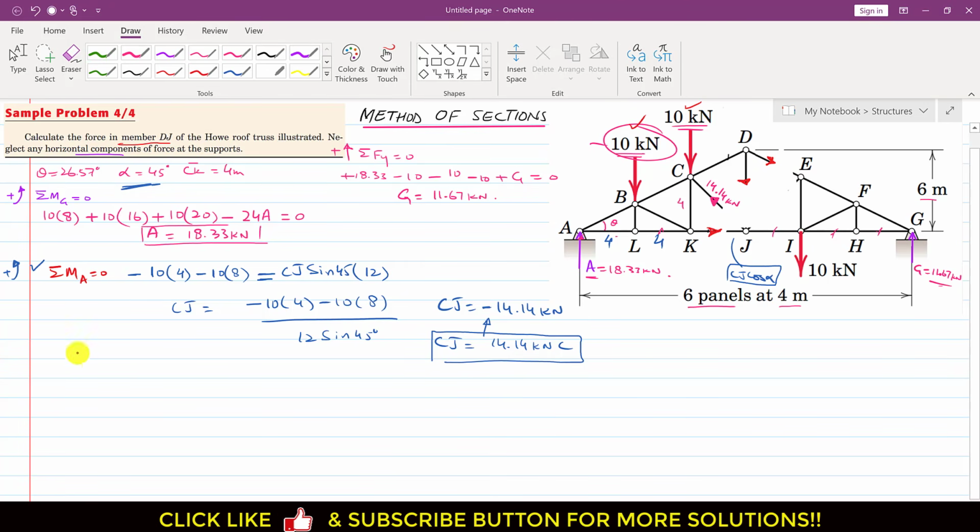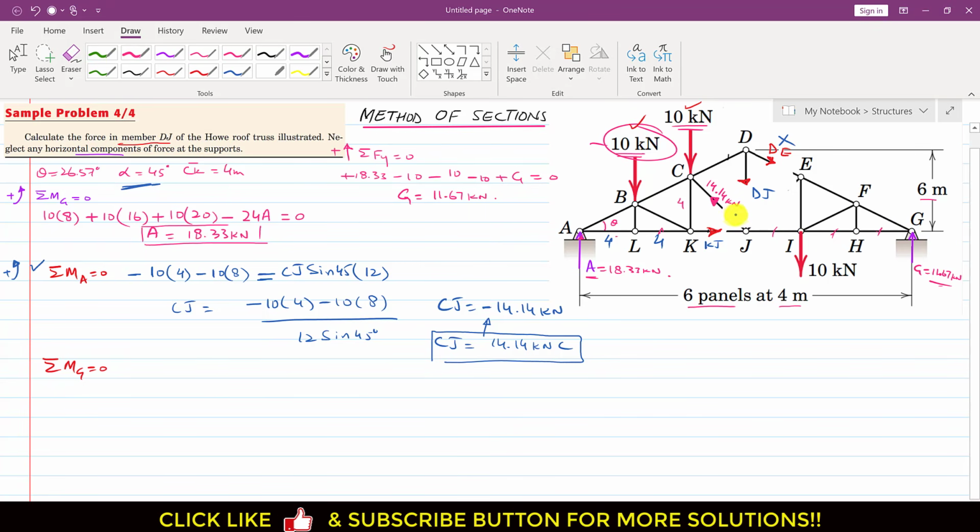So now if we apply the summation of moment about point G equals to 0, we are finding the moment about this point G, at this support. If this is the de member force, it is passing through that point G, so it is not producing the moment about that point G. Similarly, this dj member force is producing the moment about that point G. This kj member force is passing through that point G, so it will not produce the moment about that point G. And this cj is now known, and it is producing the moment about that point G.